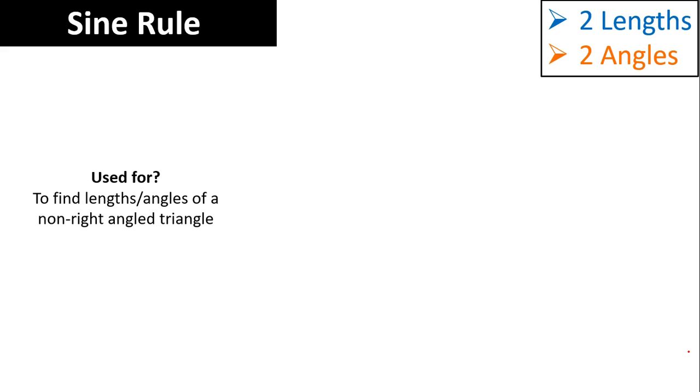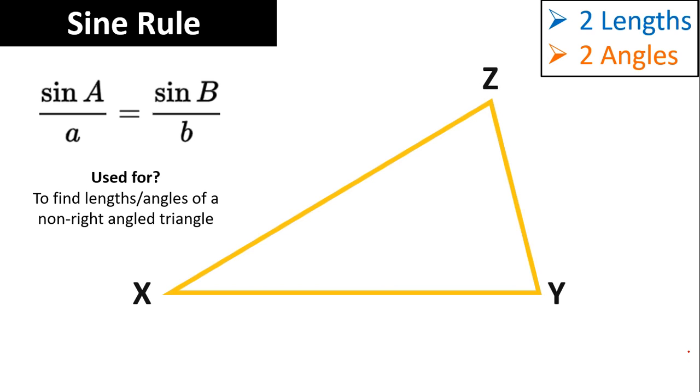Doesn't matter what is known or what is unknown. The only thing that matters is that if you are dealing with two lengths and two angles, you're going to be using the sine rule. And the sine rule had a formula that said sine capital A over small a equals sine capital B over small b. And if I have a particular triangle, let's say XYZ, how would I know which one I need to take as my capital A and which one I would take as my small a?